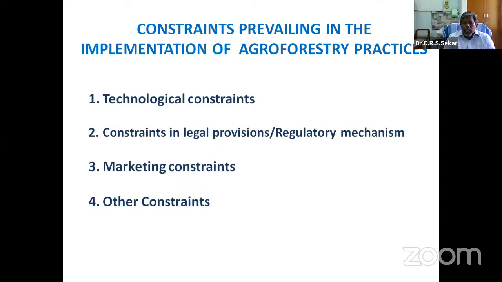forums. Particularly, one is the technological constraints. Number two is the constraints in the legal provisions, that is what we already spelled out as the regulatory mechanisms. Number three is the marketing constraints. This is one of the very key issues. Farmers embark on huge ambition and expectation, putting in their own inputs in terms of energy, money, as well as labor, and finally the market ultimately decides the sustenance of this particular practice. And in parallel, we will look at the other constraints and challenges one by one.